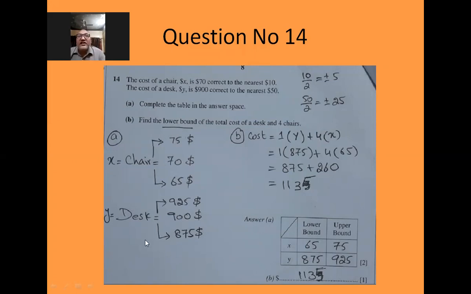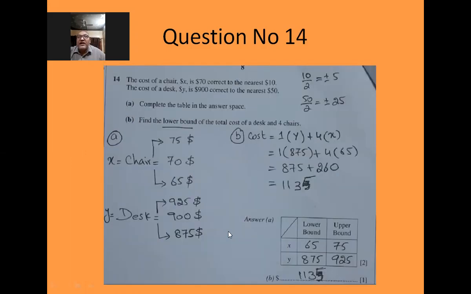The desk is $900, correct to the nearest 50. So you divide by 2 and get 25. So 900 plus 25 will be $925, and 900 minus 25 will be $875. So 925 is the upper bound and 875 is the lower bound. You can see that I have entered them here.